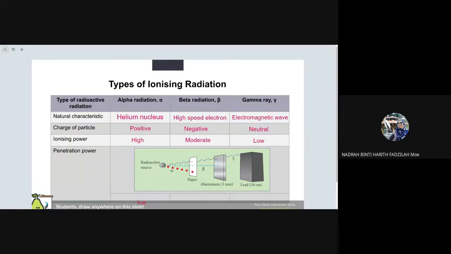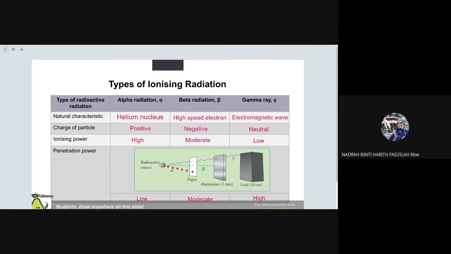Okay, so when we talk about the different characteristics of radiation, there are 6 characteristics that we will take a look into. Lagi 2 nanti kita discuss at slide 8 and slide 9 ya. So for alpha radiation, kita tengok apa all of the characteristics of alpha radiation. Alpha radiation, the natural characteristic is since it contains 2 proton and 2 neutron, it is always symbolized using the symbol helium He.